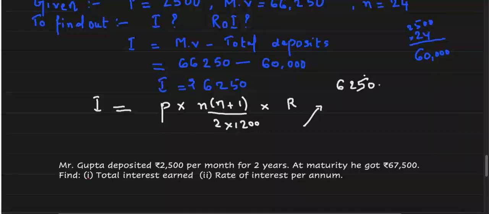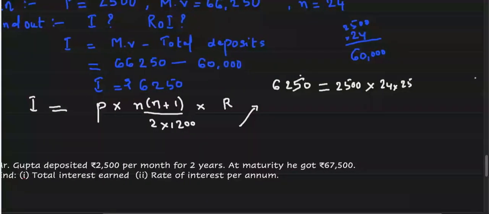So now if I continue here, this will become: interest 6250 equals principal monthly payment, what is that? 2500 multiplied by n into n plus 1, that is n is 24 into 25, divided by 2 into 1200, that is 2400, multiplied by r, which is something we don't know, the rate of interest we are finding out.